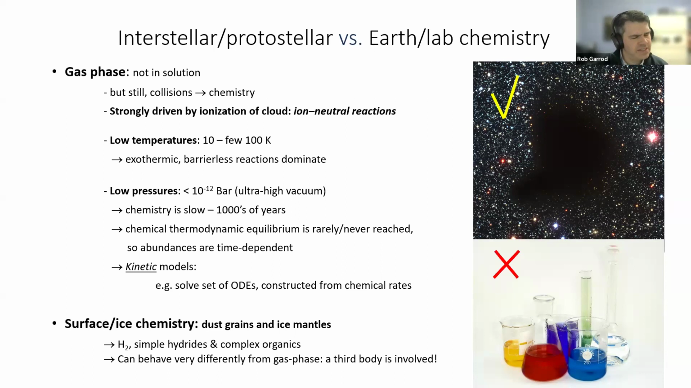But the grain surfaces, I should point out, can behave very differently from the gas phase chemistry, and a large part of the reason for that is that there's a third body involved. So in the gas phase, it's typically 2 bodies colliding. There's a reaction that follows. On the grains, we've got that third body that can stabilize the products. That means the chemistry that is allowed to take place can be very different.